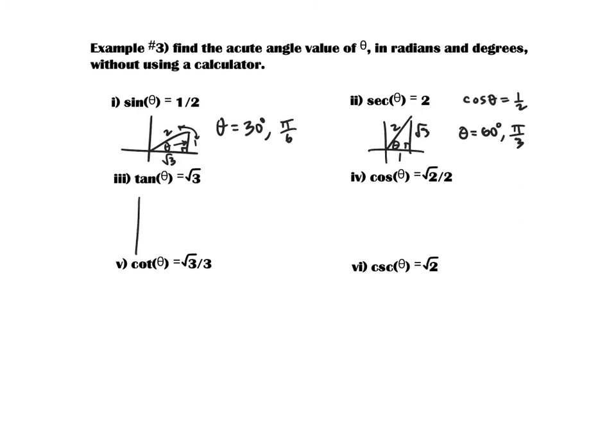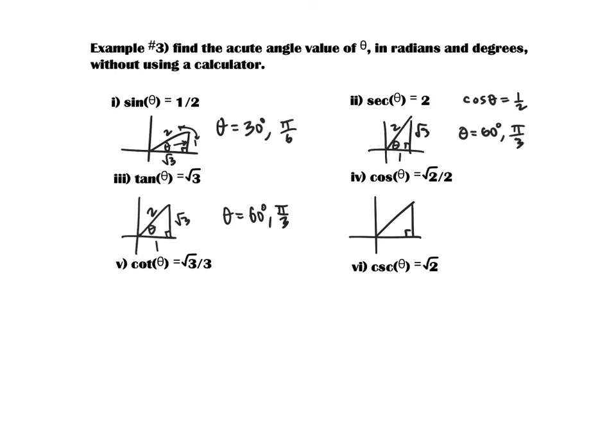The tangent equals square root of 3. Okay, we're in quadrant 1, nothing's changed there. Opposite over adjacent, that's going to make this side a 2. Which angle will that be? That will again be just like number 2. Theta will equal 60 degrees, or pi over 3 radians. Okay, cosine of theta equals root 2 over 2. Let's plot that one.